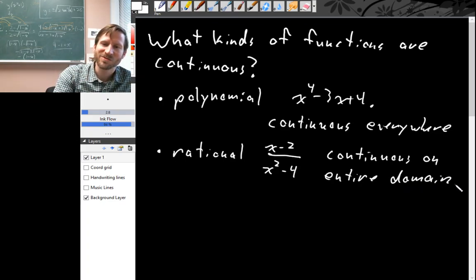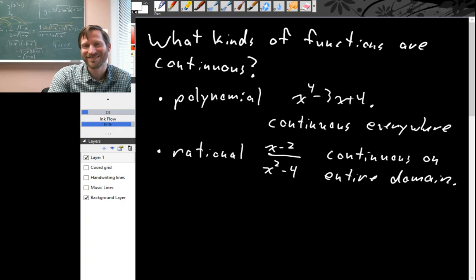They aren't continuous where they have holes in the domain, but that's not a big surprise because, right, the definition of continuity is that the limit at an x value is equal to f of a, but if f of a doesn't even exist because a isn't in the domain of f, then that equation can't be true. All right, so what other kinds of graphs? What about trig functions?